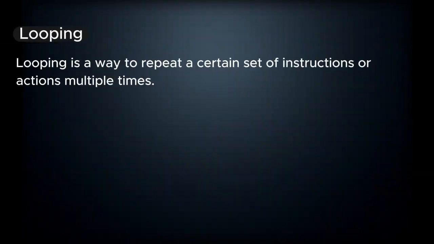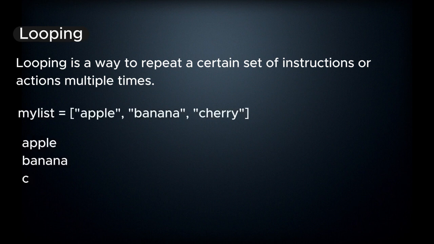Looping is a way to repeat a certain set of instructions or actions multiple times. It enables a program to automatically perform a task over and over again without having to write the same code over and over. Imagine you have a list of items and you want to go through one by one and perform a specific action on each item. Instead of writing the same code for each item individually, you can use a loop to repeat the same code for every item in the list. So let's open our code and I'll explain to you how to use looping in Python.